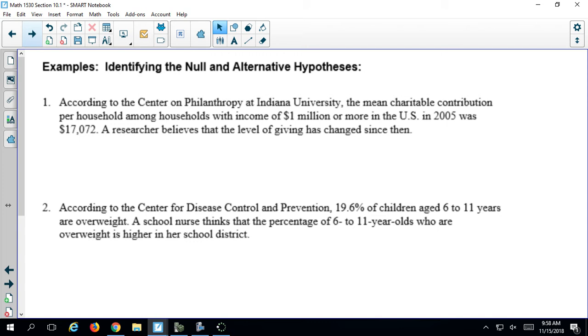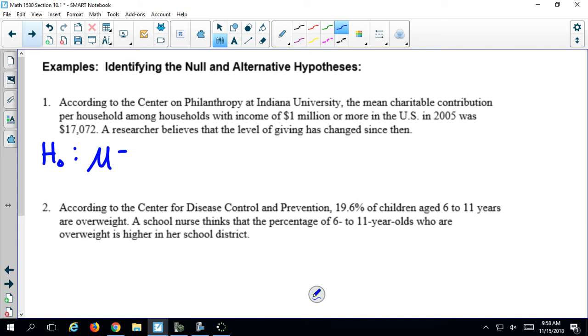So the null hypothesis is always a statement about equals. Here we're doing a test about population mean, so we're going to use mu. And the null hypothesis is we're going to assume that there has been no change, that it's exactly what it was in 2005. So we're going to use null hypothesis mu equals $17,072.